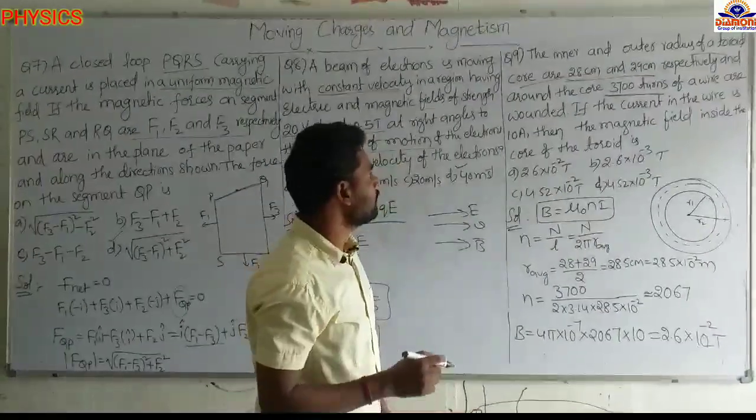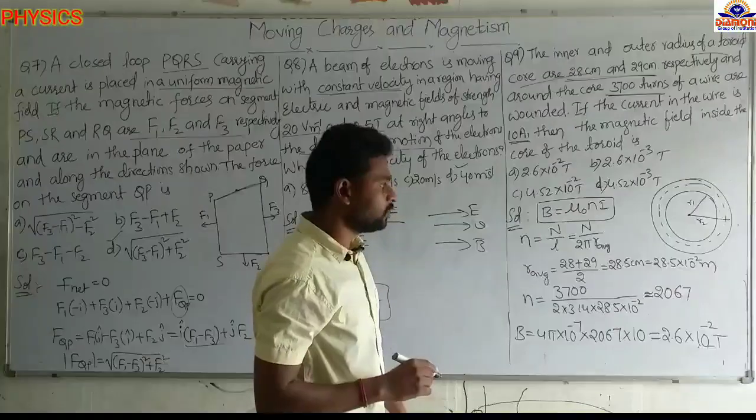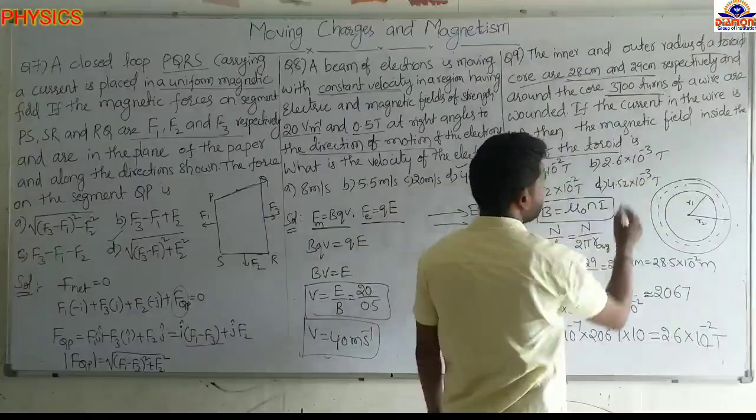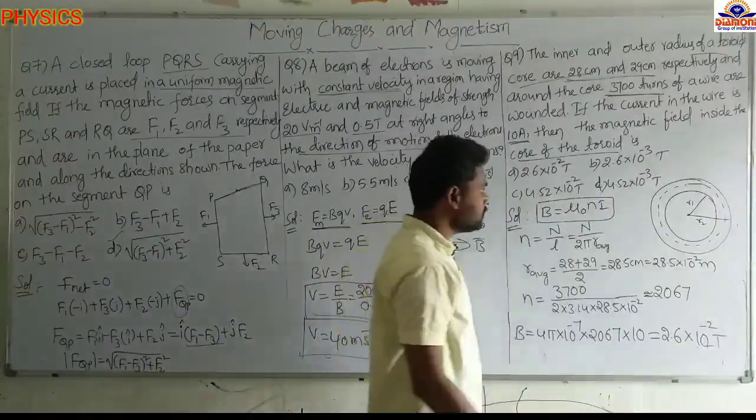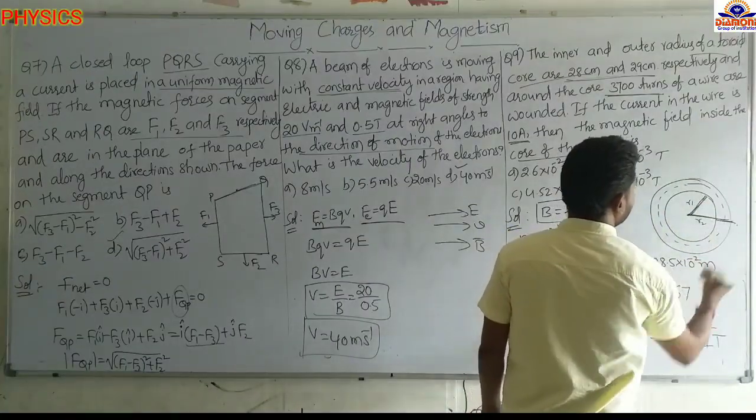If the current in the wire is 10 amperes, then find the magnetic field inside the core of the toroid. So this is the toroid diagram I drew here. This is the inside radius, and this is the outside core radius.